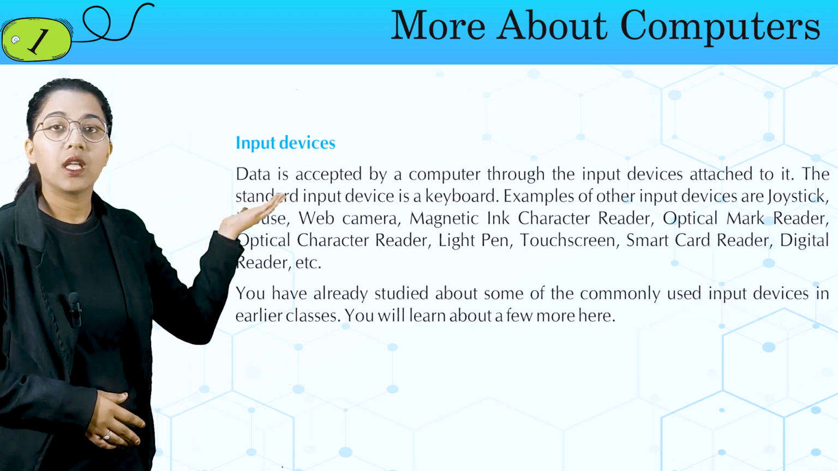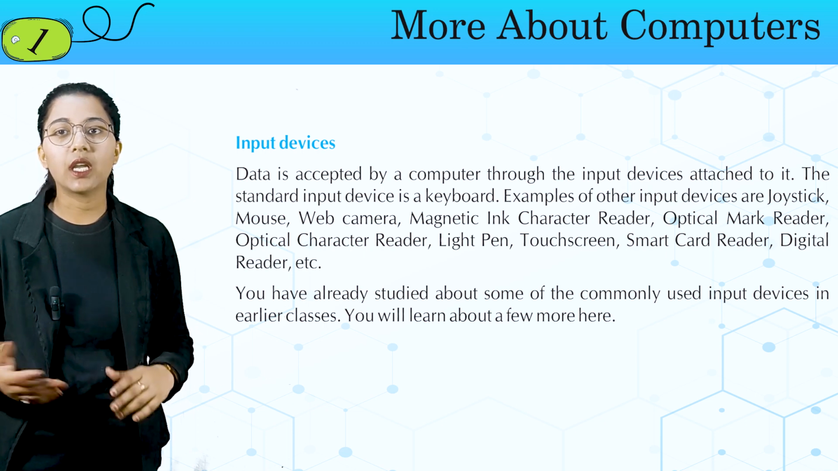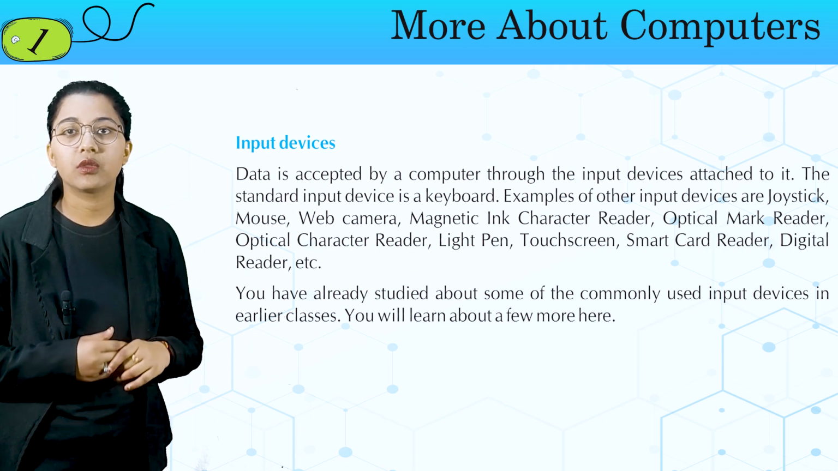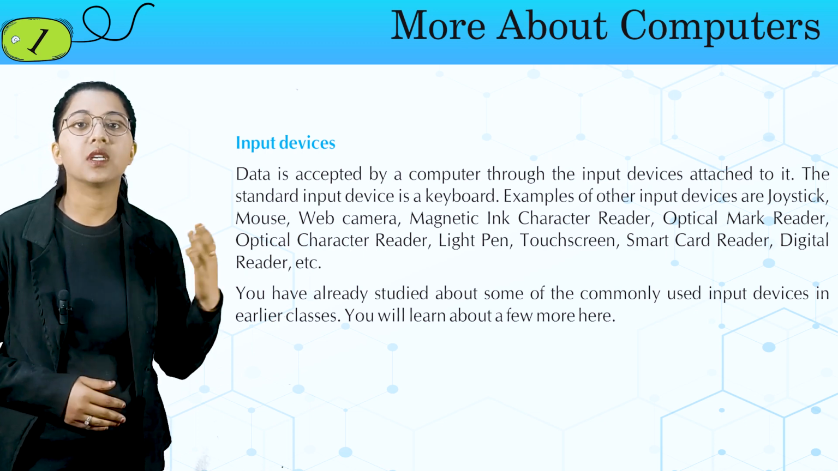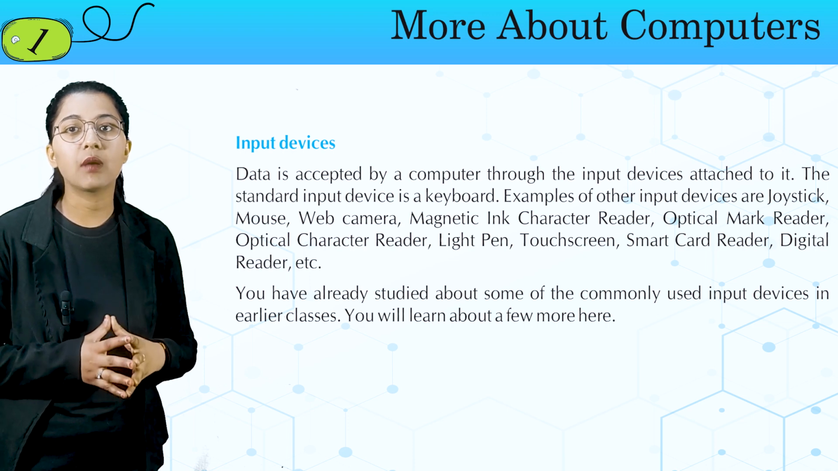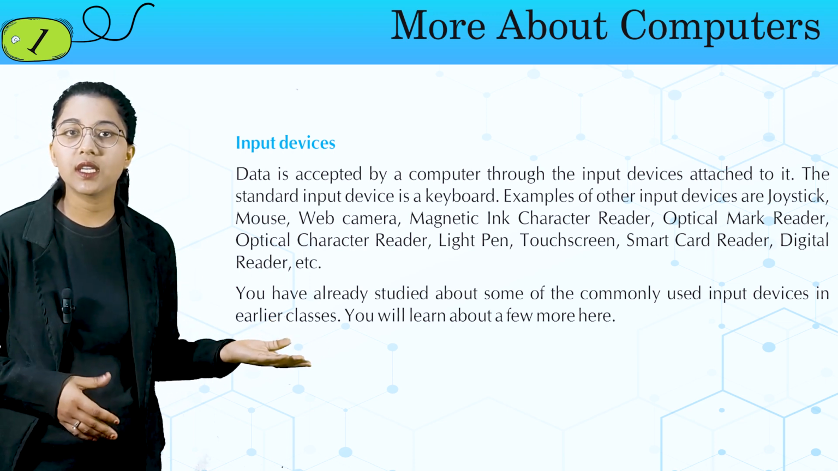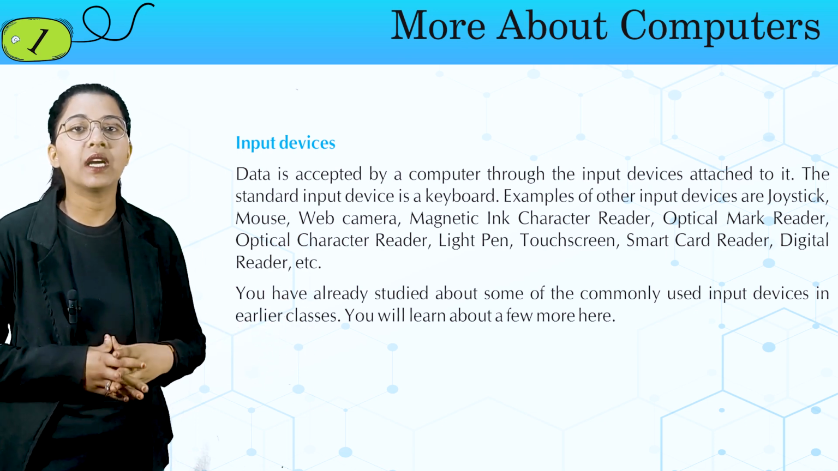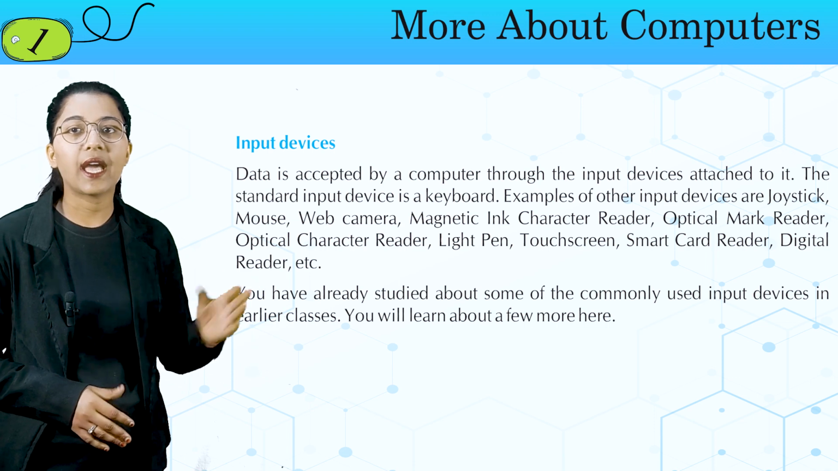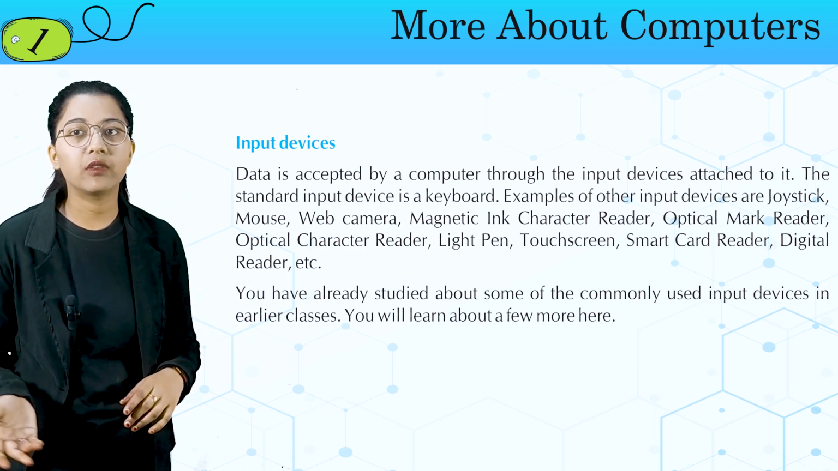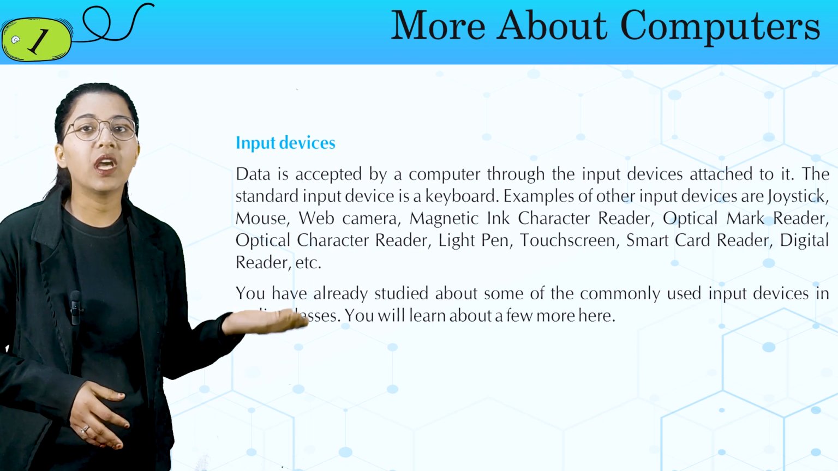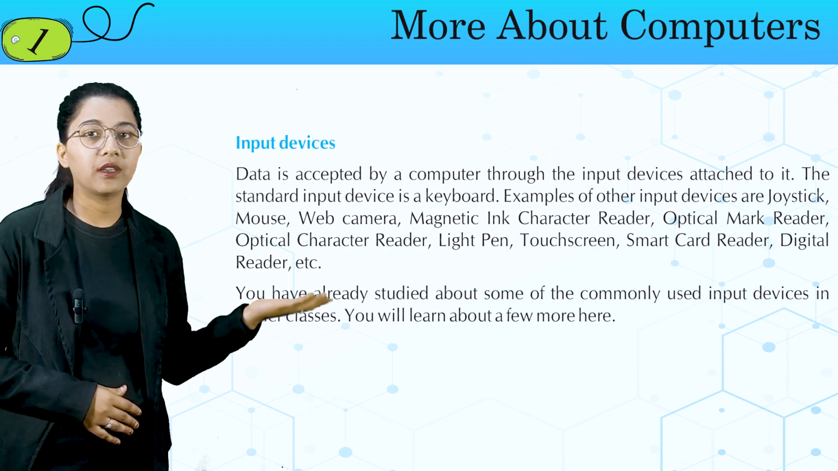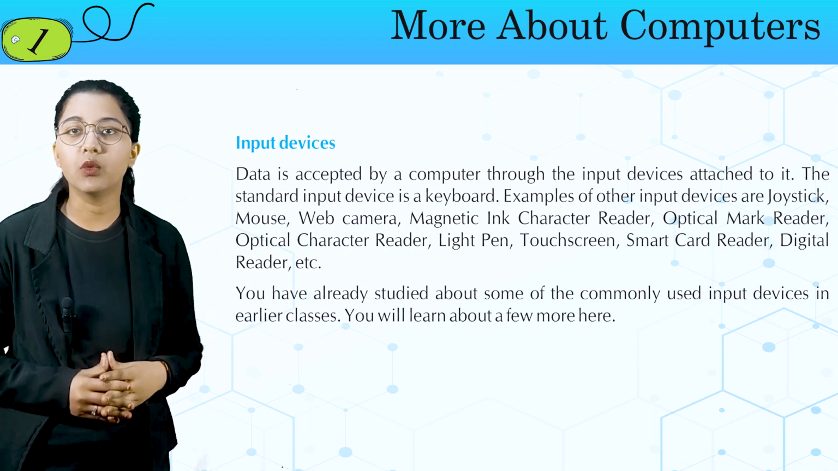Now let's read input devices. So students, what are our input devices? Let's read. Data is accepted by a computer through the input devices attached to it. The standard input device is a keyboard. Examples of other input devices are joystick, mouse, web camera, magnetic ink character reader, optical mark reader, optical character reader, light pen, touch screen, smart card reader, digital reader, etc. You have already studied about some of the commonly used input devices in earlier classes. You will learn about a few more here.